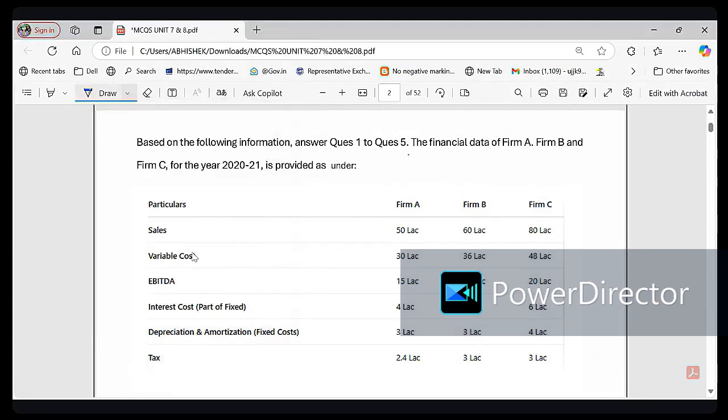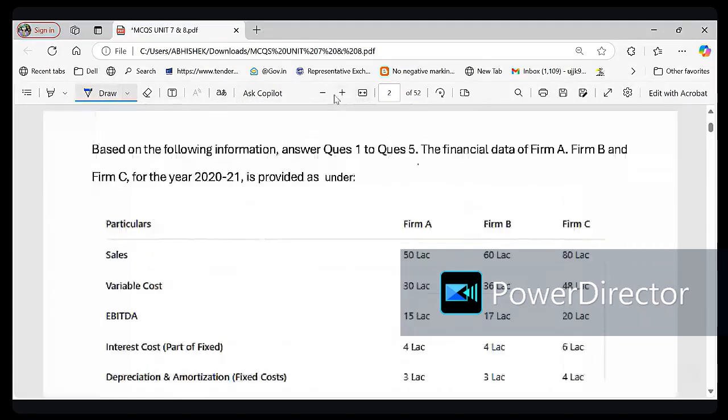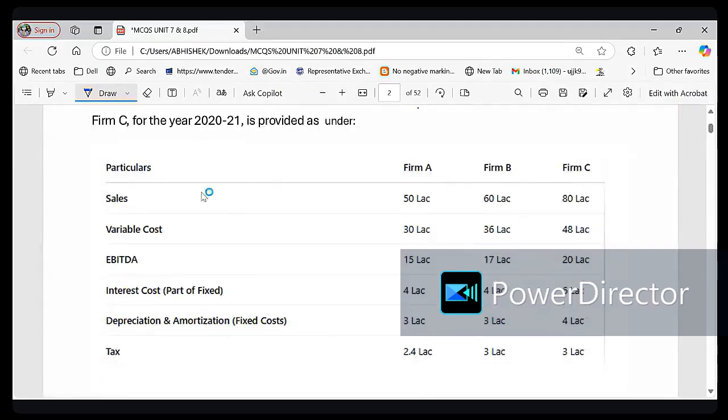Now you can see the first particular is sales. Let me zoom a little bit so that the picture becomes clearly visible to you. I hope it is visible now. All the data have been given in lakh. Sales is 50 lakh, 60 lakh and 80 lakh.